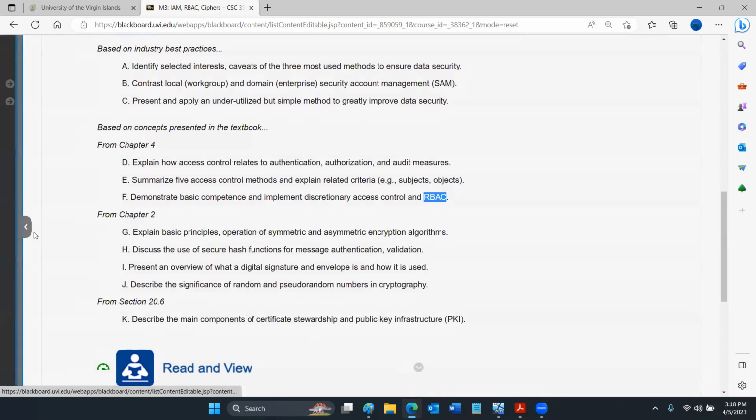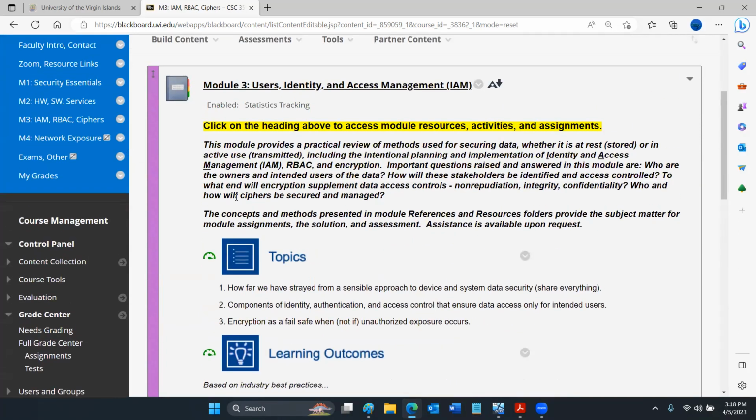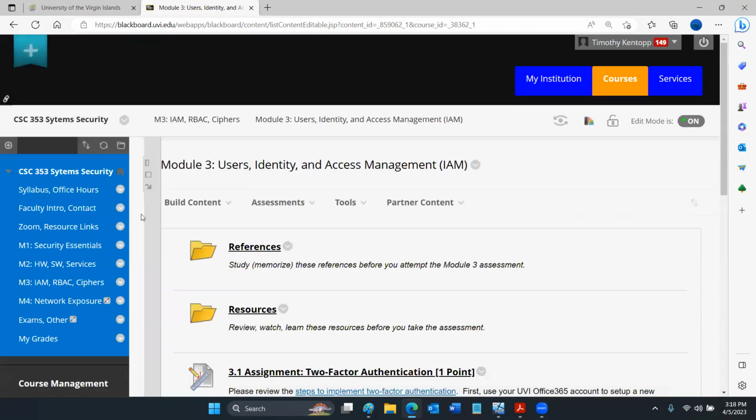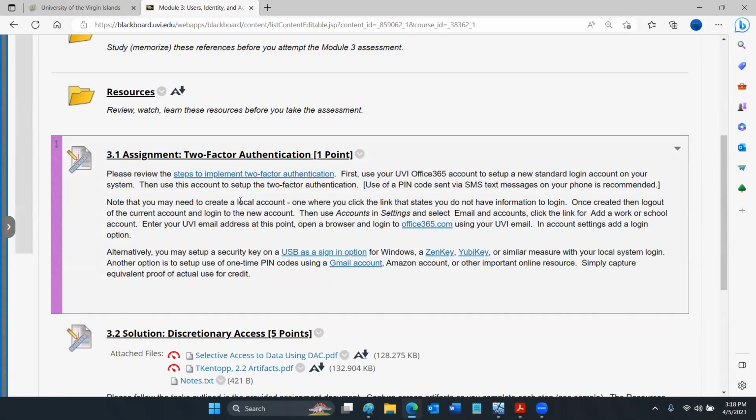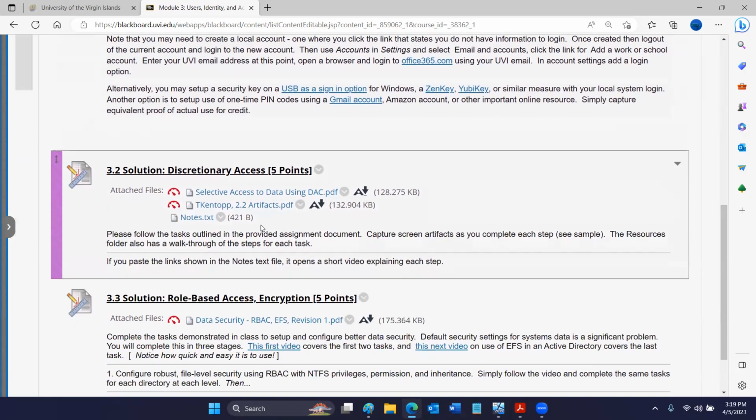Okay, so when you look at our assignments, what's significant to understand here is that the first assignment has to do with two-factor authentication. So it's a very straightforward approach to setting up authentication using more than one factor. And that's a part of the identity and access management realm. The second assignment is actually a full-scale solution.